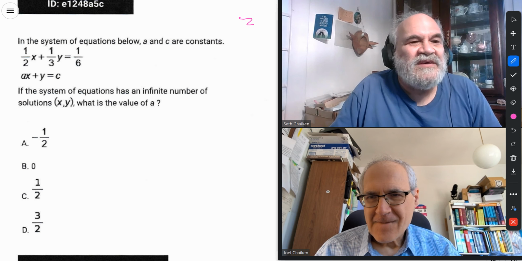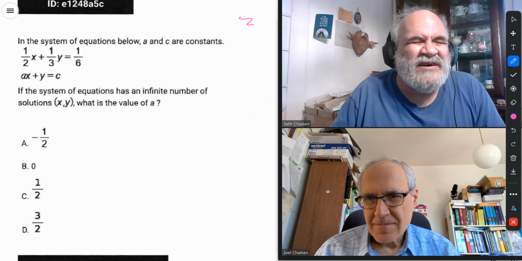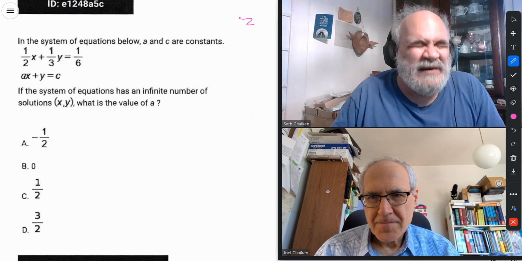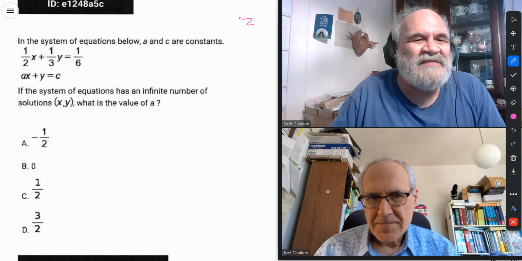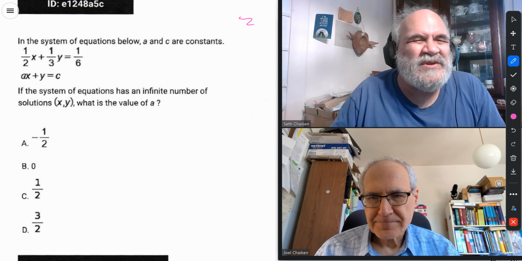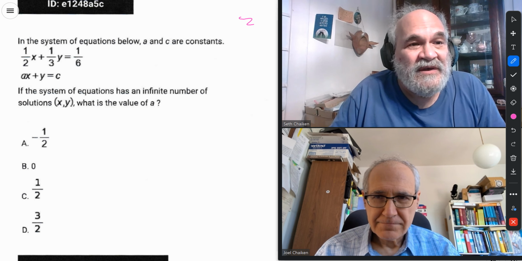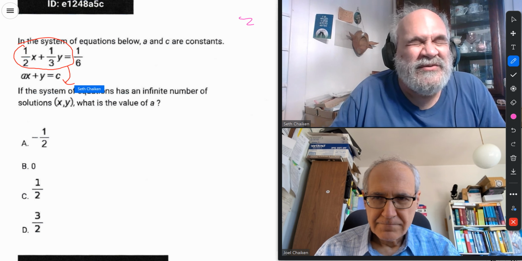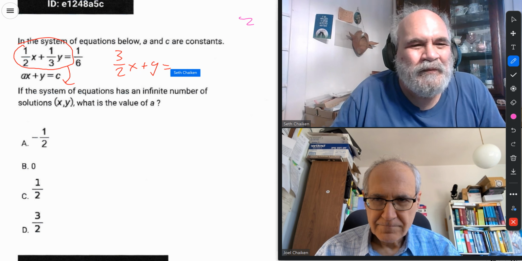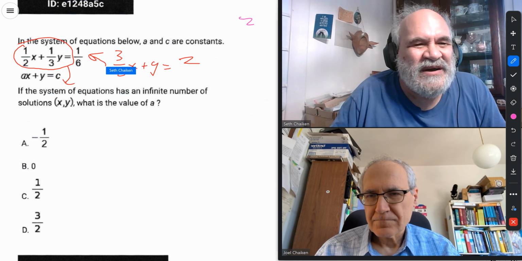The idea is these two equations will have infinitely many solutions. The only way two equations can have infinitely many solutions is if the left-hand side of one is equal to a non-zero multiple of the left-hand side of the other. And so I convert this left-hand side into this form by multiplying both sides by 3, and I get 3 halves x plus y equals, I don't care. And that's the equivalent of this equation.